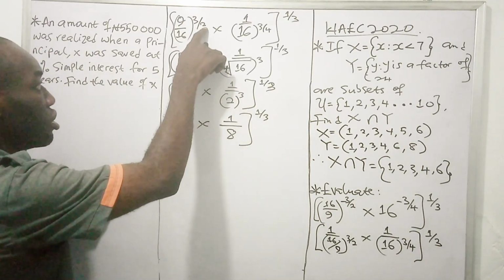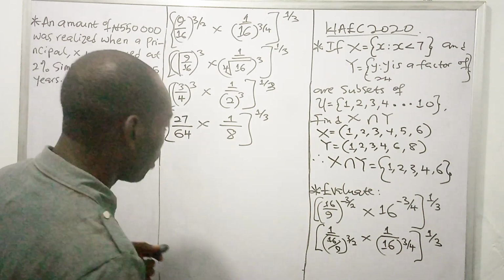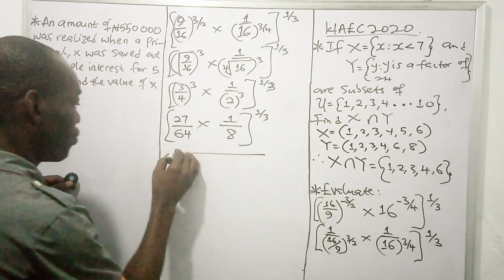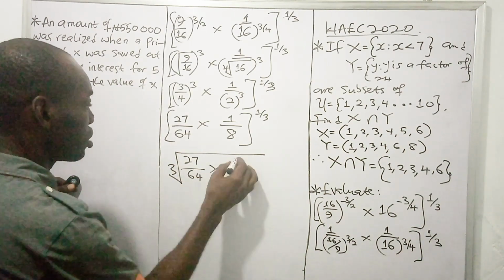When it is 2, it means square root. When it is 4, it means the fourth root of that particular number. So if we do that here now, that simply means we are looking for the cube root of 27 ratio 64 times 1 ratio 8.